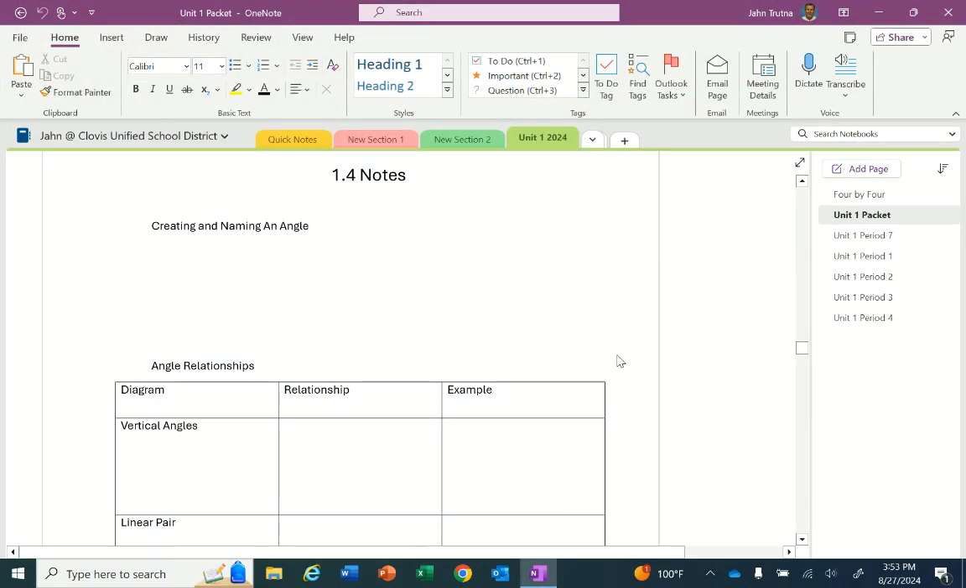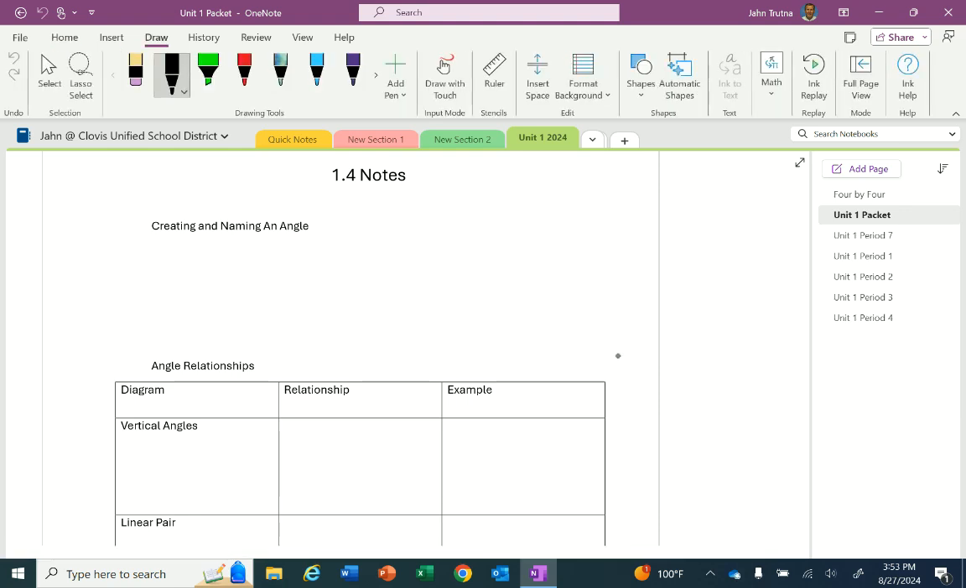All right, 1.4 notes. Creating and naming an angle. All right, so how do you make an angle? That's a good question. I'm glad you guys asked that question. Here's how you make an angle.